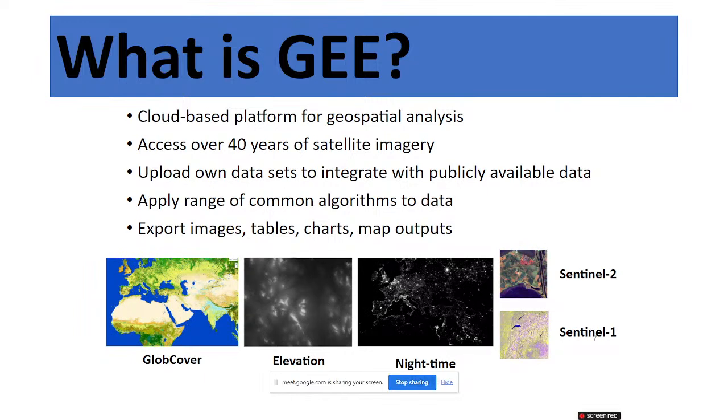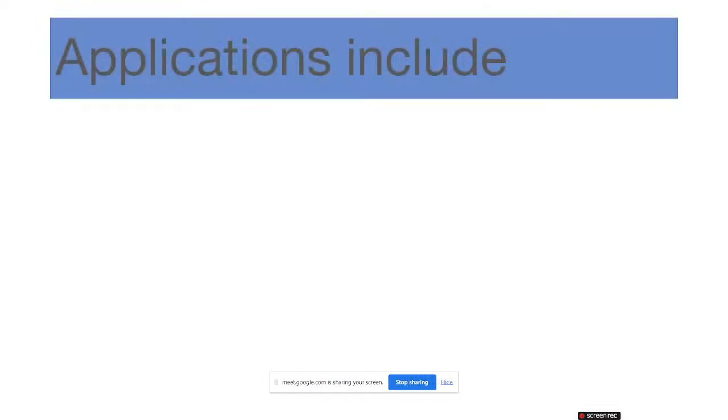Suppose you want to make the land use land cover classification map, you can easily export this map. If you want to make the time series chart, you can easily export this time series chart. Okay, so any data set you can easily export from here after applying the different types of algorithm. So it has a lot of applications. Basically, any types of remote sensing analysis we can easily do using the Google Earth Engine platform.